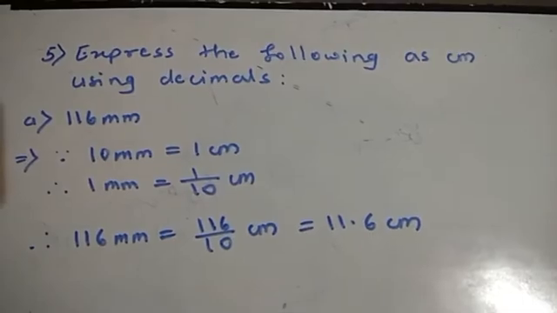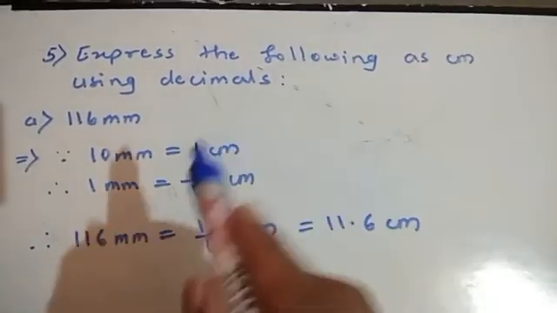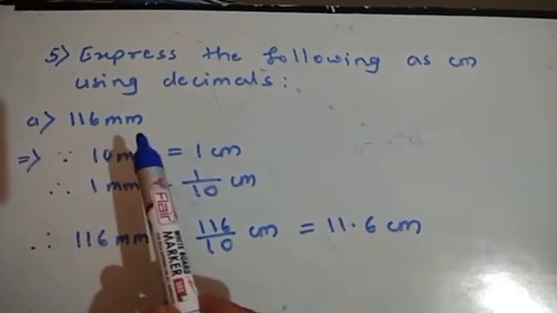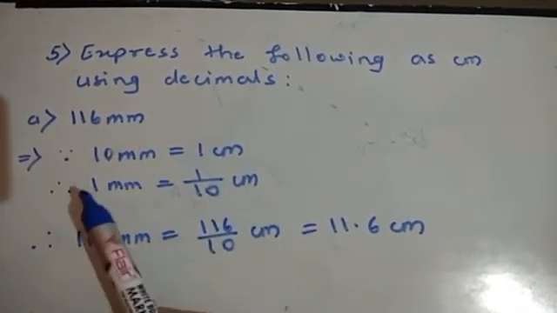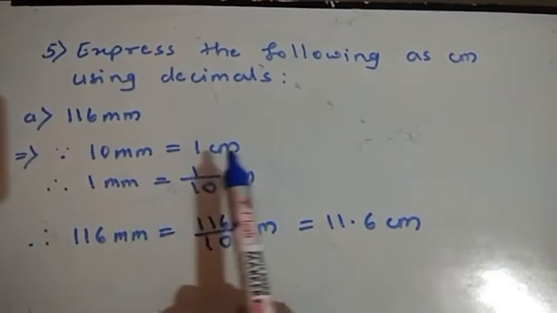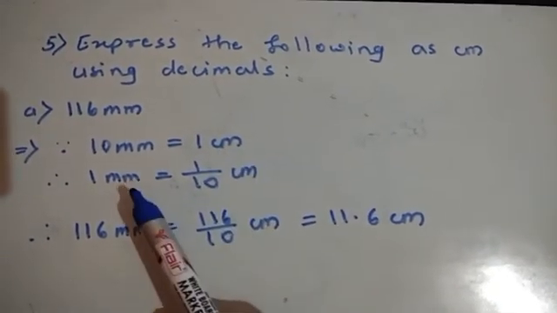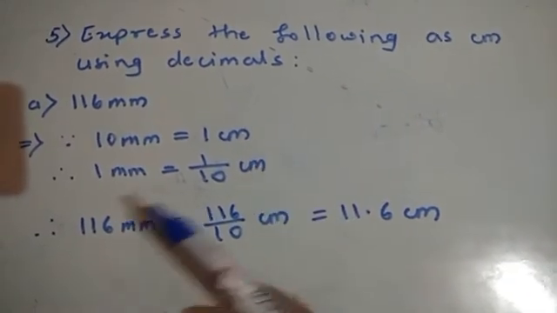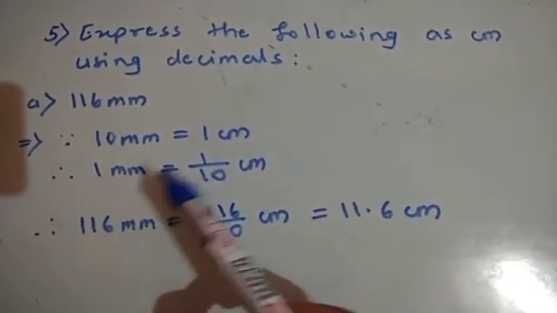Next question is, express the following as centimeter using decimals. Now here this 116 millimeter we are going to express as centimeter. We know that, students, 10 millimeter is equal to 1 centimeter. Therefore 1 millimeter is equal to 1 upon 10 centimeter. Yes or no?